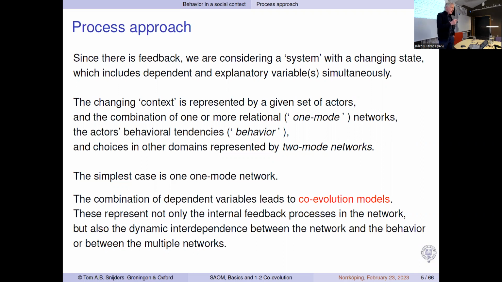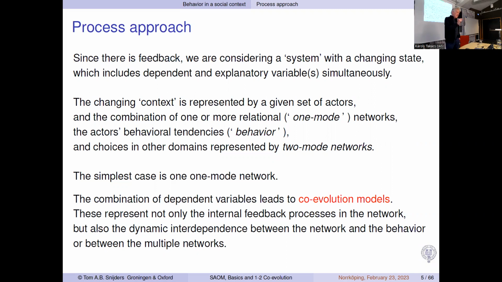Dependent variables can also be individual behavioral tendencies of actors, like smoking or drinking, pro-social or antisocial behavior. So we can have networks as dependent variables, which may be one-mode or two-mode, as well as actor-based characteristics like health-related behaviors like smoking, or social behavior like antisocial or pro-social behaviors.